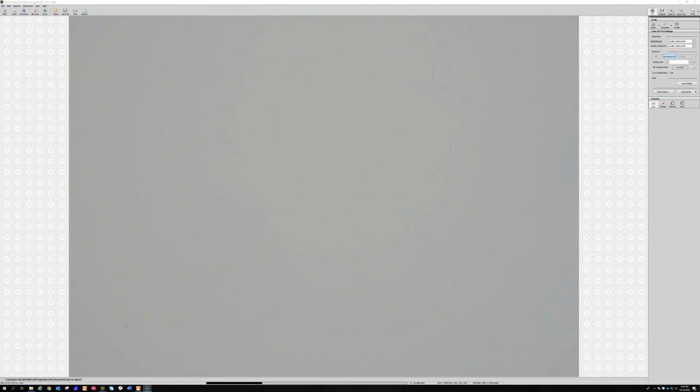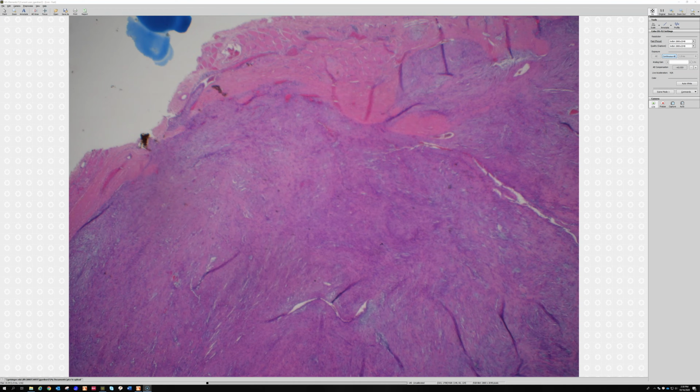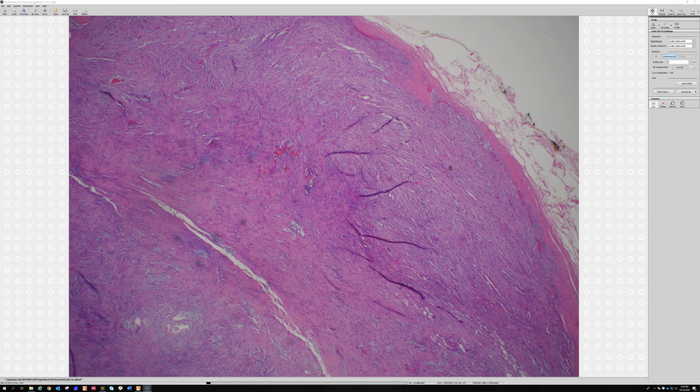Okay, so let's see case 6. All right, so what did you think this one is? Oh, I guess I got to pull out the history. Well, you can read it. What's the history? This is a 25-year-old female with a rapidly growing 3-centimeter forearm lesion.